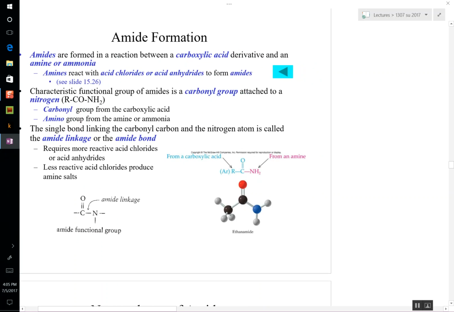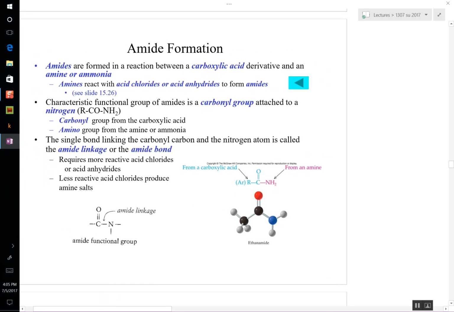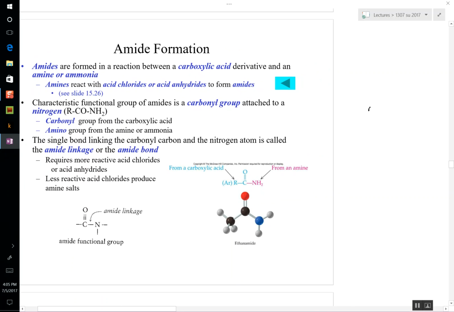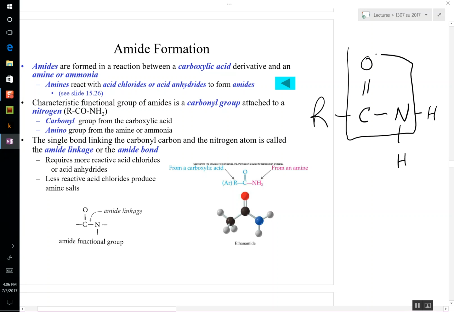What is an amide? Amides are important. An amide, you have the carbonyl and an amine attached to it. R means R can be anything. It could be another carbon, another 4 carbons, a benzene ring, whatever you want it to be. But this is your basic amide structure right here.